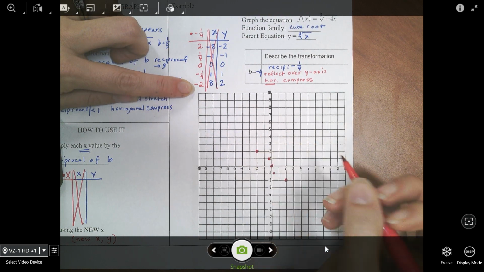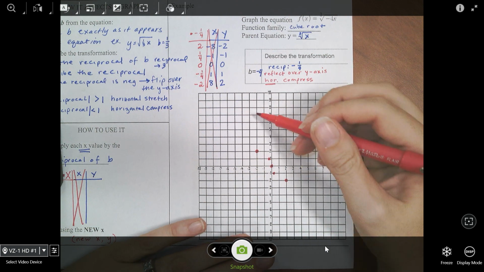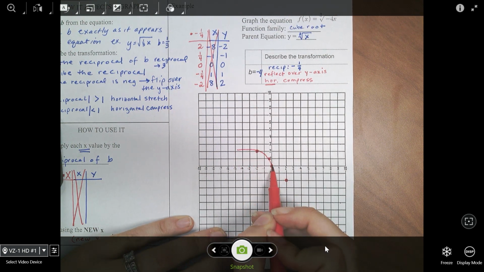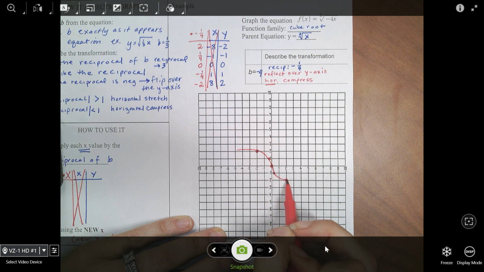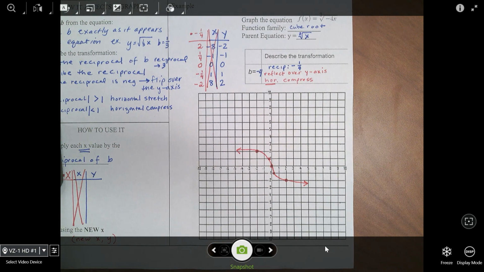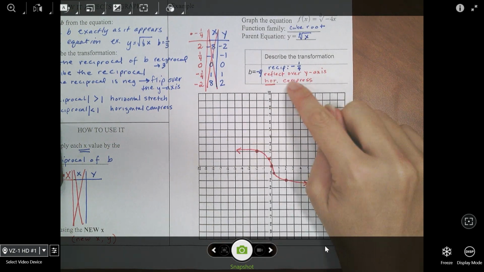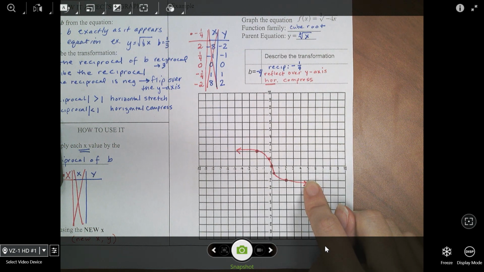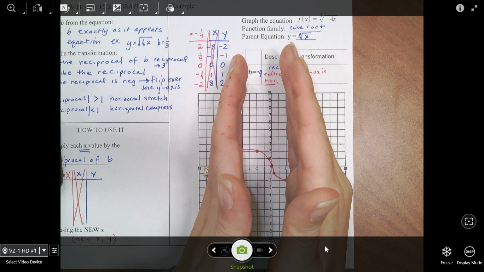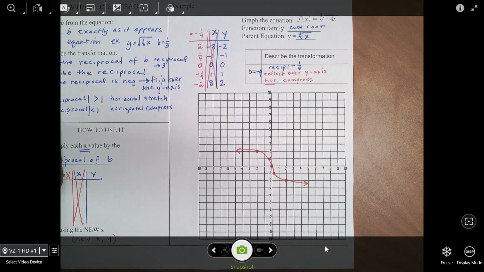And remember, when you connect this, you don't want to play connect the dots. You want to connect it smoothly. We'll see how smooth I can make this. Okay, that's not bad. And you want to extend it through the dots. So I can look back at my description and say, okay, did it reflect? Yes, it's going a different way than the parent, and it definitely got compressed horizontally. So remember, horizontal compression is going to be compressing it from side to side.